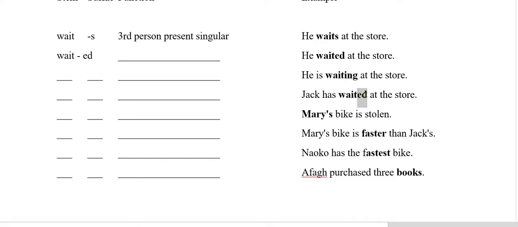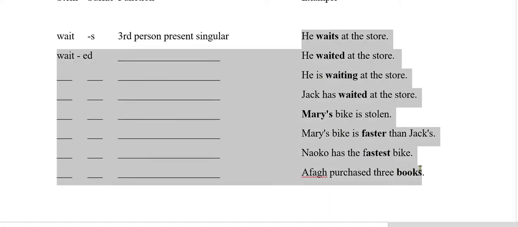How about the ED here? Notice how this is different from the one up here. It says has waited, so this is the past participle inflectional ending. And then you have the S. Mary's bike is stolen. The S here is called the possessive S inflectional ending. Then we have faster, ER. This is called the comparative inflectional ending. We have fastest. Nalco has the fastest bike. This is EST, the superlative inflectional ending. And finally, we have books. The S is the plural S inflectional ending.